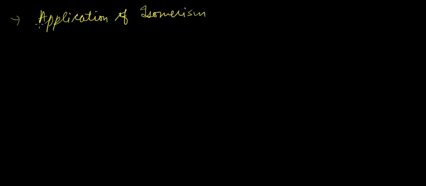Okay, hi guys. So in this lecture, we'll be starting off with the application of isomerism. So let me start off by writing the heading: application of isomerism. Okay. So in application of isomerism, we'll first see the reaction of alkene with HBr, H2, cold KMnO4 and Br2.